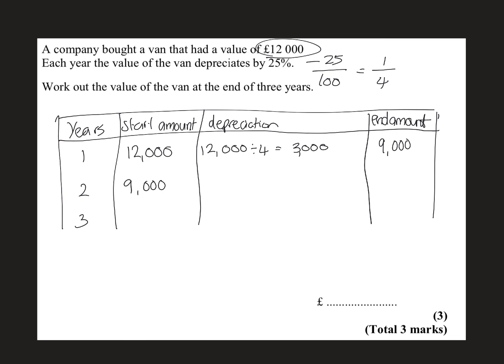It's dropping by the same percentage, so 9,000, and we're going to divide that by 4. And that is 2,250. So it was worth 9,000. It has now dropped by 2,250. So remember, you're taking away 2,250, which means it is now worth 6,750.